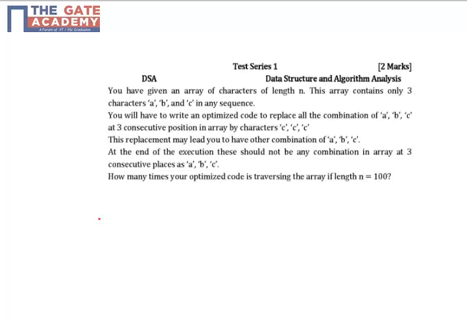by C, C, C. I'll give you an example: if I have A, B, C, three sequential characters, then those sequential characters should be replaced by C, C, C. Now you can see that after each replacement you can have one more combination of ABC. Previously you were not having any ABC starting from the first location, but now you have ABC starting from the first location, and then that ABC will also be replaced by C, C, C.